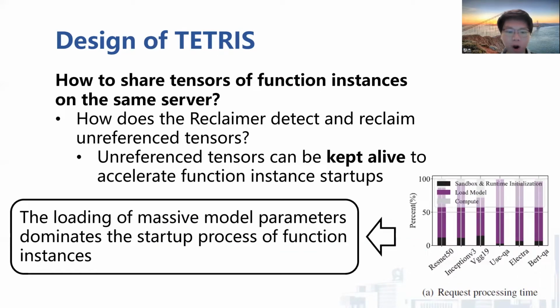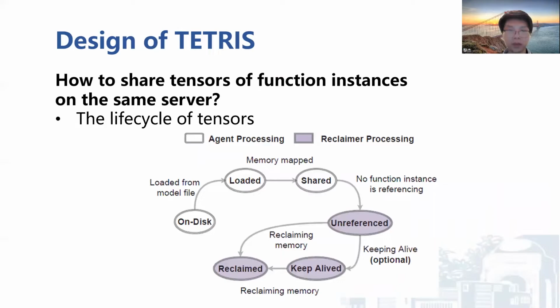Since we have also observed that the loading of massive model parameters dominates the startup process of function instances, and tensor memory mapping is far faster than loading and decoding tensors from disk, the reclaimer also supports keeping alive the unreferenced tensors to accelerate function instance startups in the near future. To sum it up, the tensors are first loaded from the model file by the agent, then may be memory mapped by other instances. And when the reclaimer detects that no function instance is referencing them, the tensor memory can either be reclaimed immediately or kept alive.